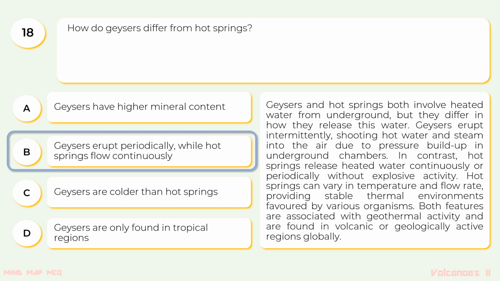Geysers and hot springs both involve heated water from underground, but they differ in how they release this water. Geysers erupt intermittently, shooting hot water and steam into the air due to pressure build-up in underground chambers. In contrast, hot springs release heated water continuously or periodically without explosive activity. Hot springs can vary in temperature and flow rate, providing stable thermal environments favored by various organisms. Both features are associated with geothermal activity and are found in volcanic or geologically active regions globally.